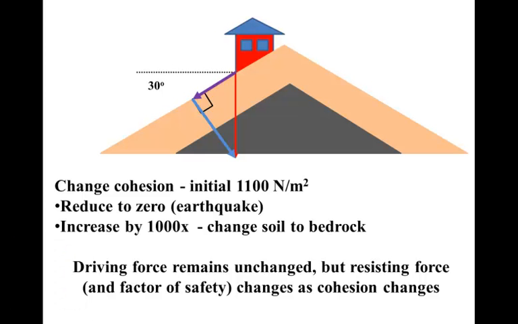Let's first look at cohesion. We had an initial cohesion of 1100 newtons per square meter. What happens if the cohesion goes to 0? This would occur if the slope is subject to shaking during an earthquake. How sensitive is the slope to a loss of cohesion?